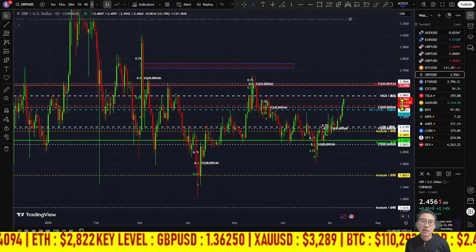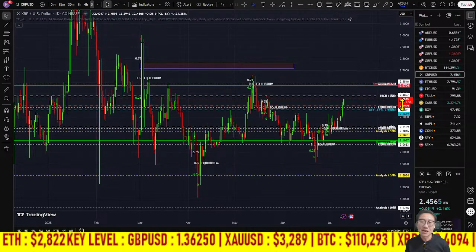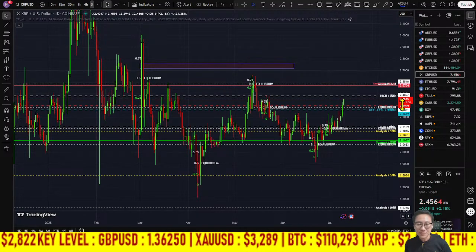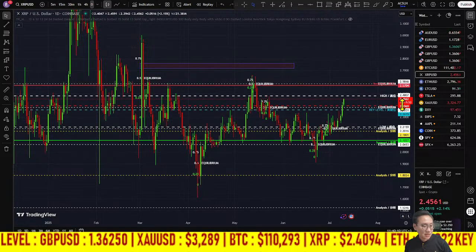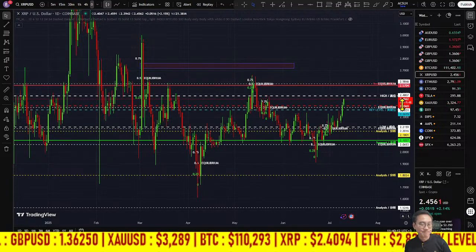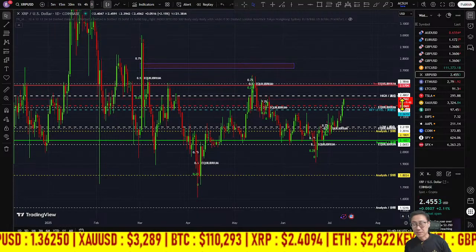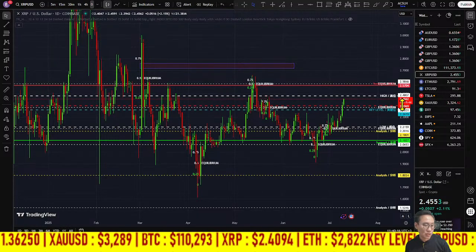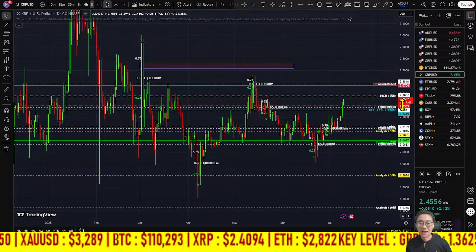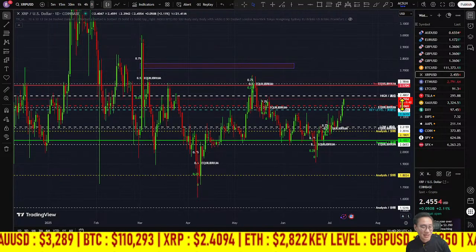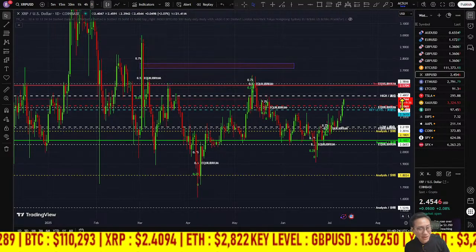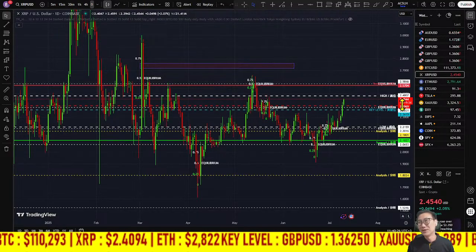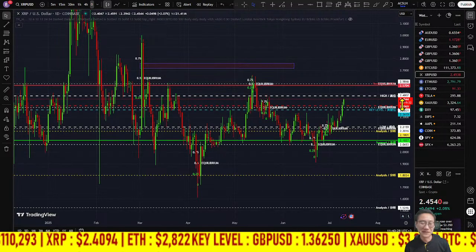For example, let's say I have 1,000 XRP. If the price goes to 100, that means I have 100,000, right? Then let's say if the XRP price goes to 1,000, then we will have 1,000,000.